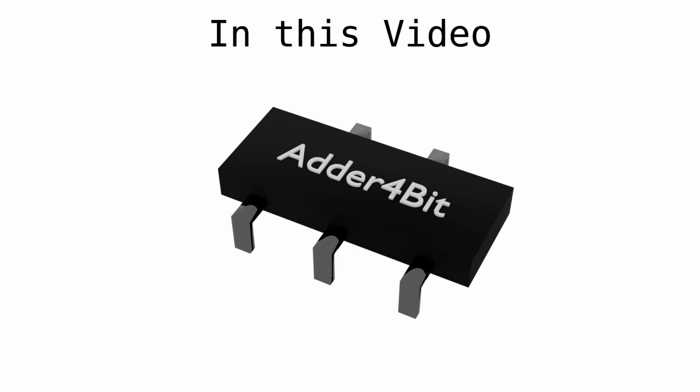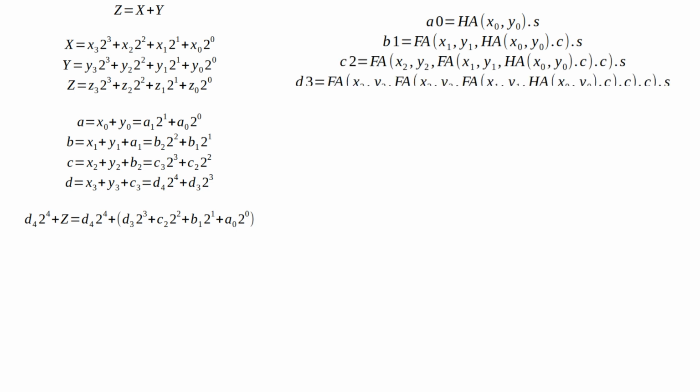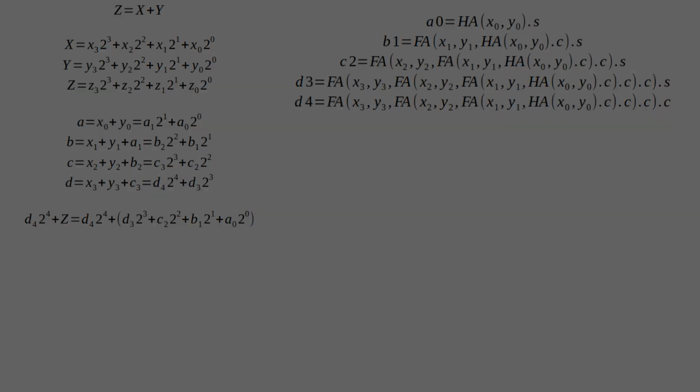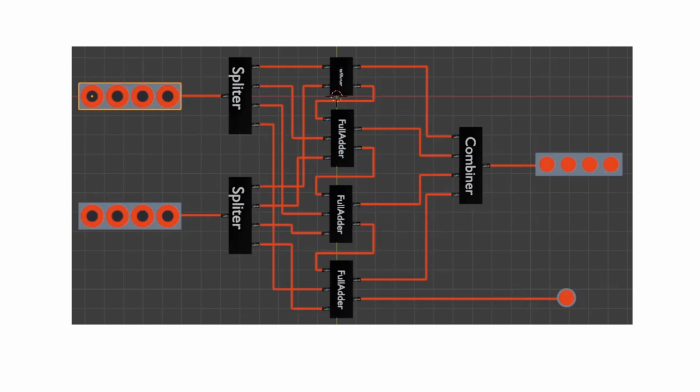In this video we use our knowledge from the last part and create a 4-bit adder. In the last part we set up these equations. To create the circuit for the 4-bit adder, we do the same as last time and translate the equation into corresponding functions of the half and full adder. Now let's build this circuit and see how it works.